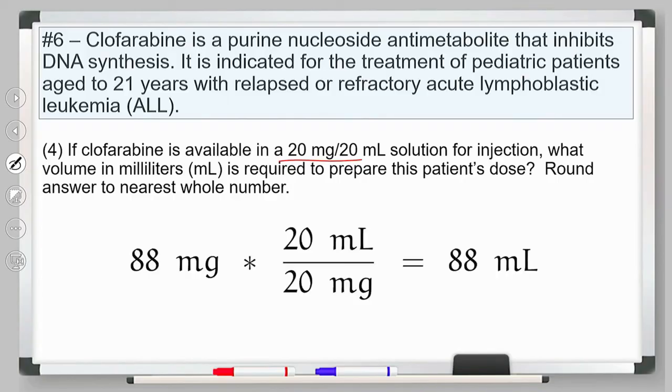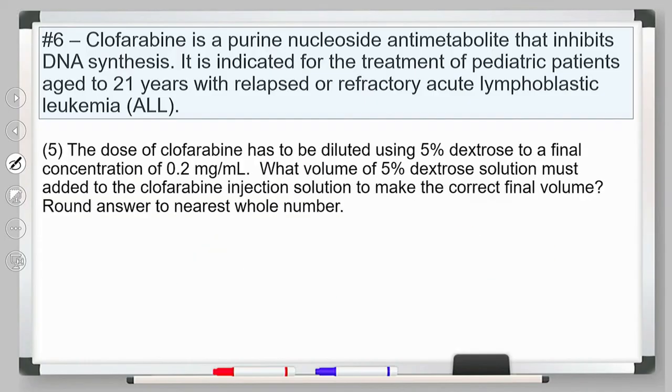So how many milliliters of this vial solution will provide the dose of the drug that I need? If I need 88 milligrams, times 20 mils over 20 milligrams, milligrams cancel, and I get 88 milliliters, okay? This is the volume of the what? Drug volume. Do we sometimes have to dilute that volume? Yes. So how do I need to dilute that drug volume?